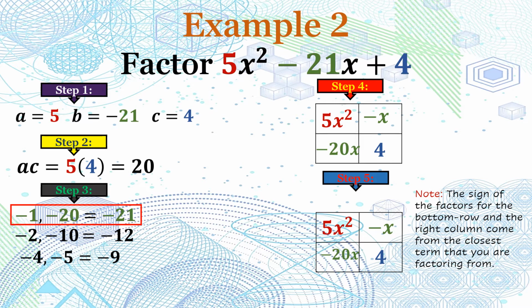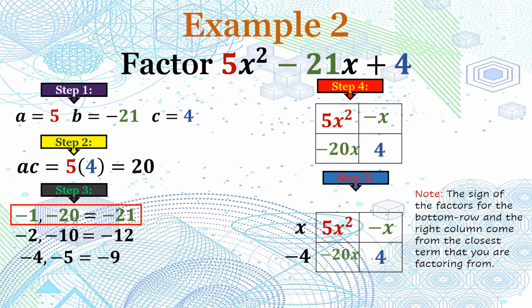So now let's factor the rows. So what is a common factor between 5x squared and negative x? So that is x. Then the common factor between negative 20x and 4. So that will be negative 4. So since it is closest to negative 20x, that's why it's negative. And then let's factor the columns.